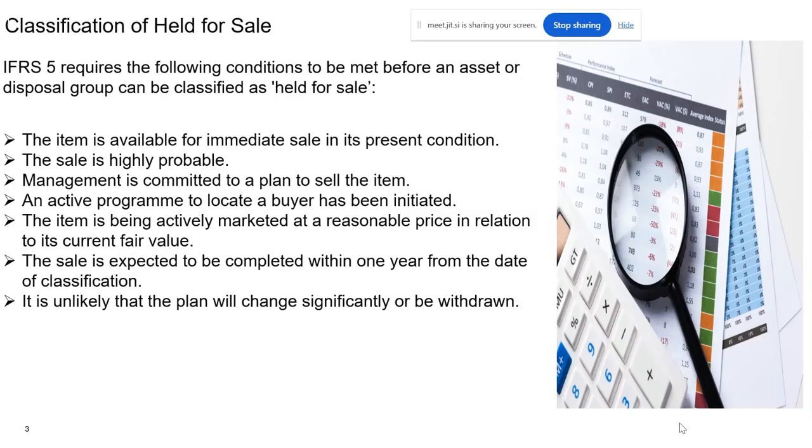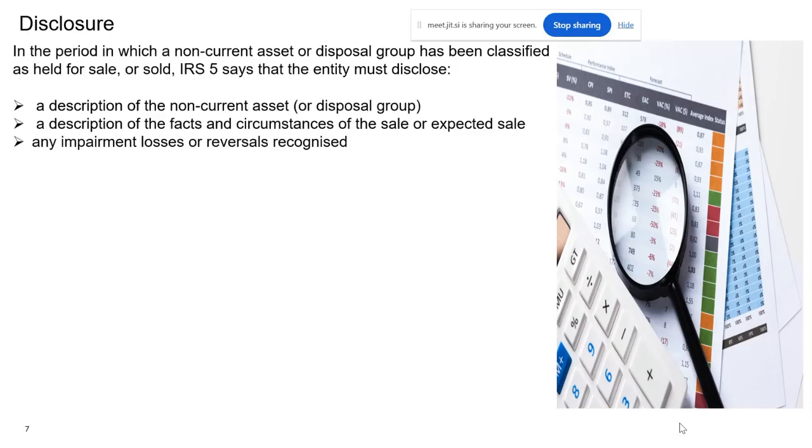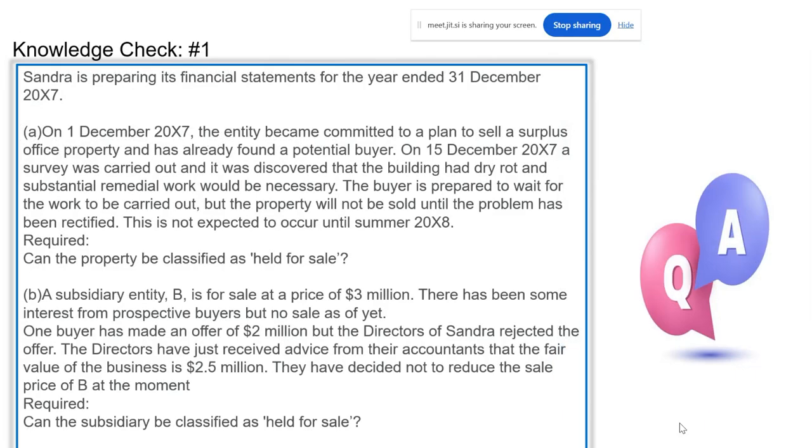So what do you think? I think it can't be. Why can't it be held for sale? Is it because management is not committed? Because of the management condition.